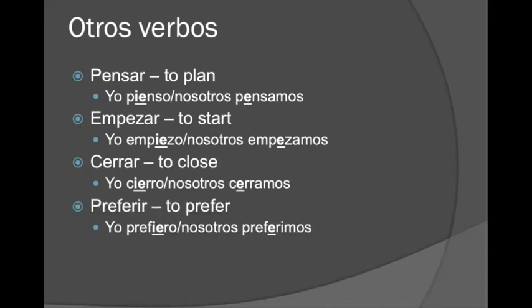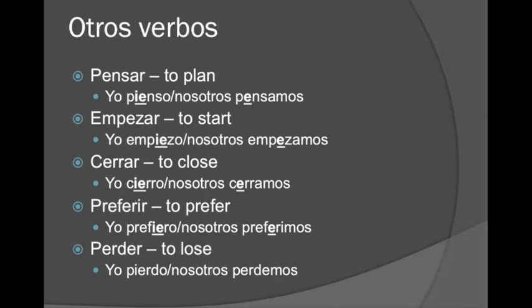Preferir, make sure that you know to change the second E, or the one closest to the end of the stem. Yo prefiero, prefieres, prefiere, preferimos, preferís, and prefieren. And then finally, perder, which means to lose. Yo pierdo, tú pierdes, pierde, perdemos, perdéis, and pierden.